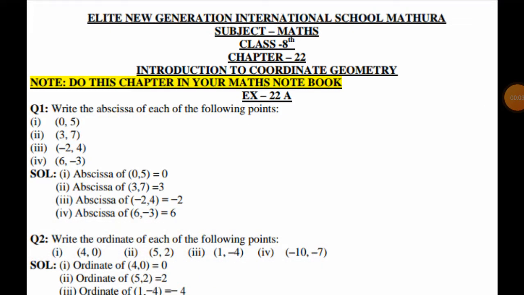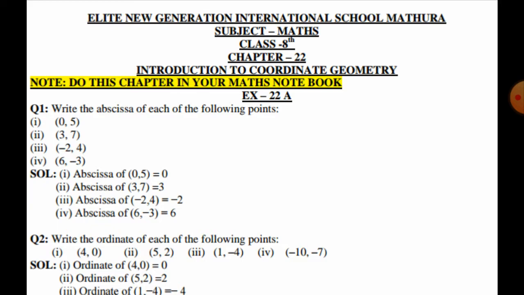Today we are going to start a new chapter, chapter number 22, Introduction to Coordinate Geometry. In this chapter we will study the x-axis and y-axis. When we draw the coordinate axes, we have to represent some points in the form of x and y. The x-coordinate is known as abscissa and the y-coordinate is known as ordinate.